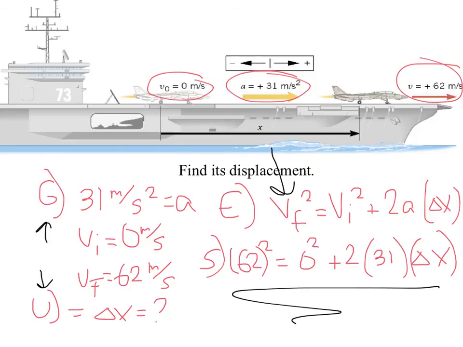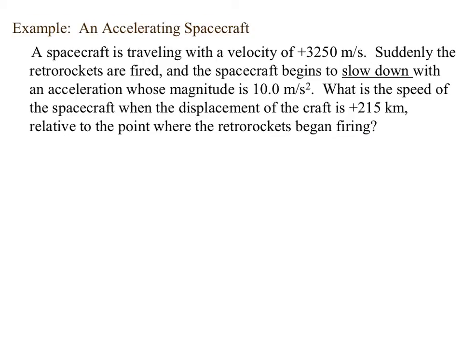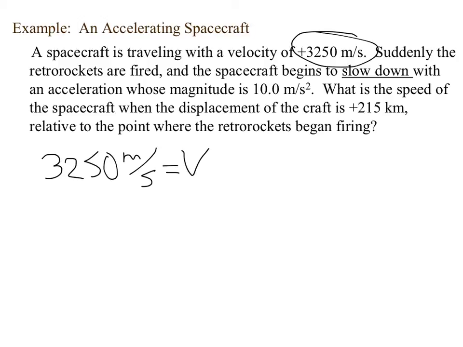Beautiful. All right, last one. Let's rock this out. Spacecraft is traveling at a velocity of 3,250 meters per second. Now, I have no idea if that's initial or final velocity, but I know it's a velocity, so I'll put it down and fix it later. The spacecraft starts to slow down. Okay, if we're slowing down, we're going to decelerate. That might be important to think about.